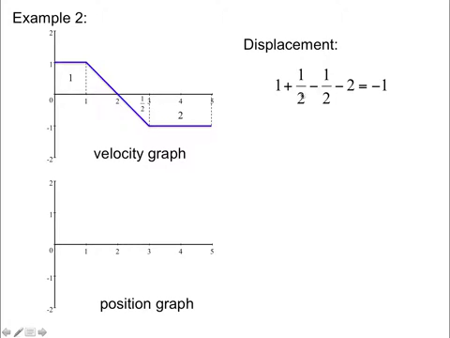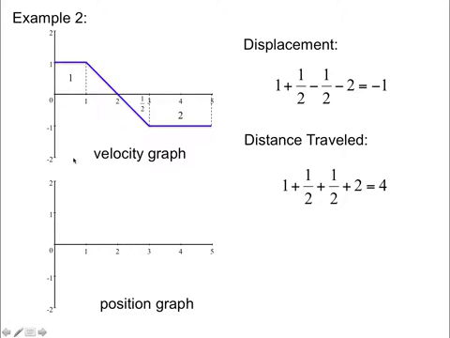When we're talking about the displacement, we're talking about taking the actual values for each one of the regions. So it's 1 plus a half, minus a half, minus 2, so our displacement is negative 1. In other words, from where we start, we end up 1 backwards from where we started. For our distance traveled, we're going to treat all of the regions as positives. Taking the absolute value of all of these, we get a total distance traveled of 4.